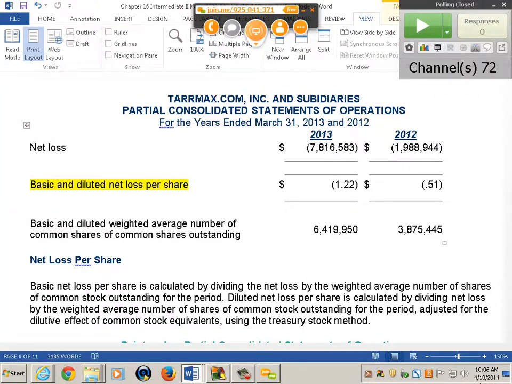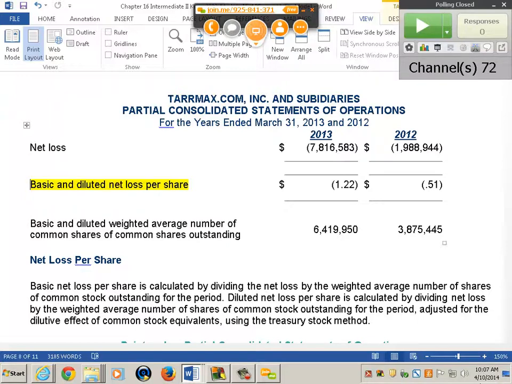Yep. Because any additional thing in the denominator would automatically make it negative. Yeah, so right. Any assumption of conversion would make this anti-dilutive at the continuing operations level. And you notice they don't have any unusual items, so everything is continuing operations here.